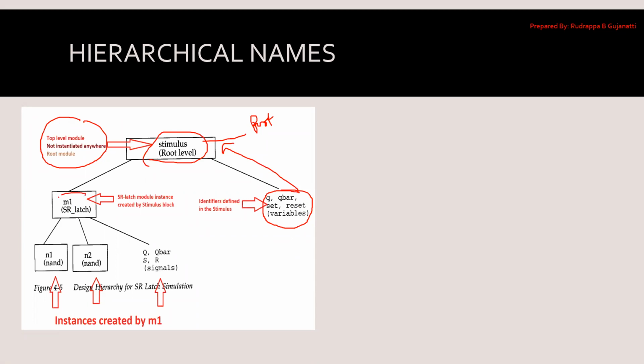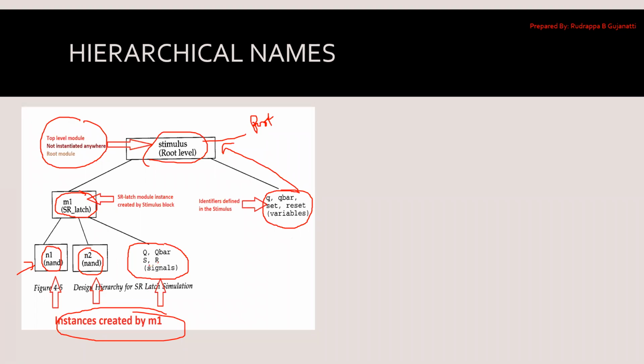Under this, I have another module instance created for the SR latch. This is M1. Under M1 again we have two instances, N1 and N2, and apart from that, these are the variables being defined. These are the instances created by M1. N1 is a NAND gate instance, created within M1. This one also, and these also.